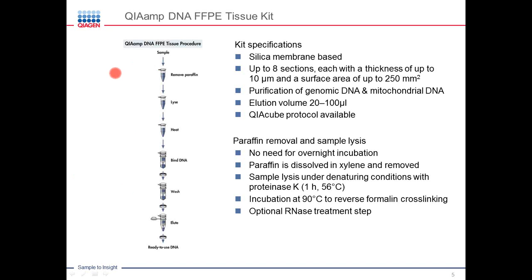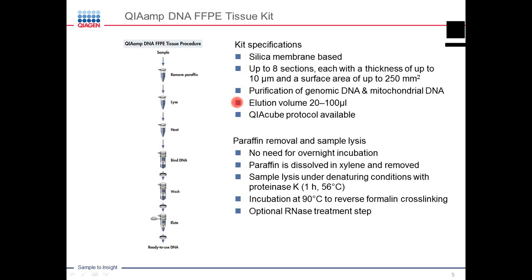So on the slide, I wanted to provide some background information on the purification technology used and the kit specifications. It's a silica membrane-based process that enables you to process up to 8 sections, with a given recommendation on the thickness of the sample and the surface area. It allows you to purify genomic DNA as well as mitochondrial DNA with a variable elution volume between 20 and 100 microliters. And just to mention, there is also an automated protocol available on the QIAcube system, and this is also something we applied in our study.